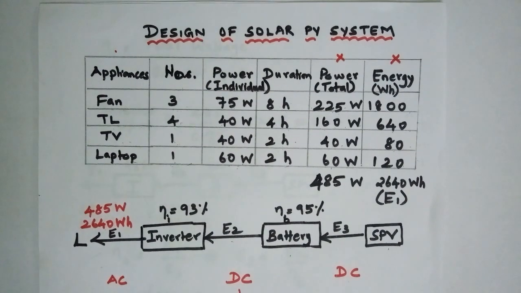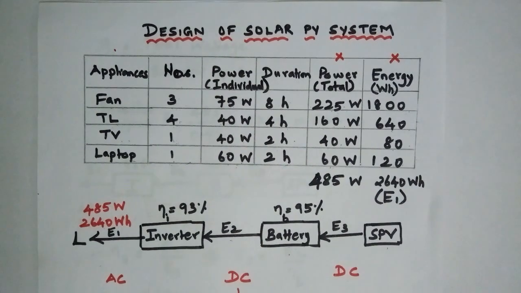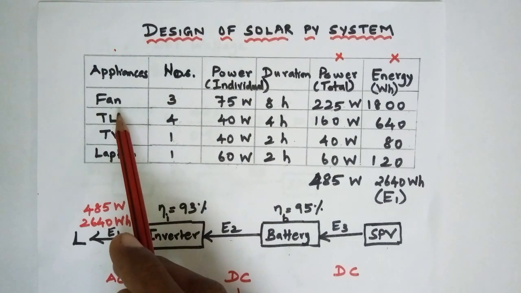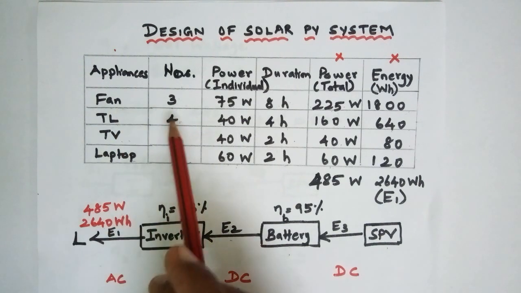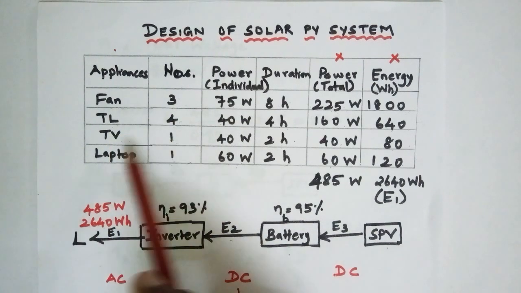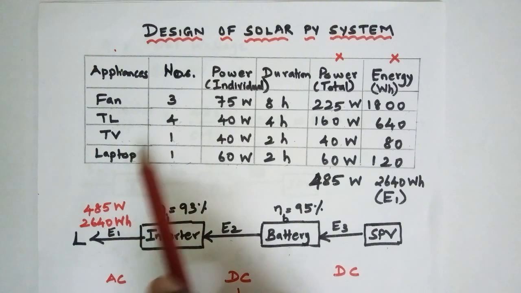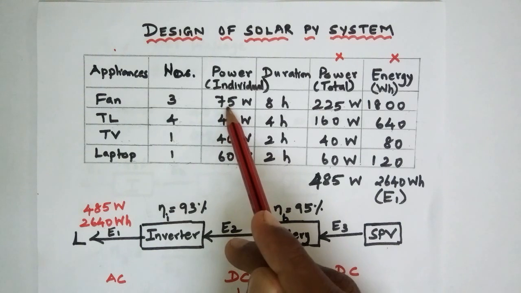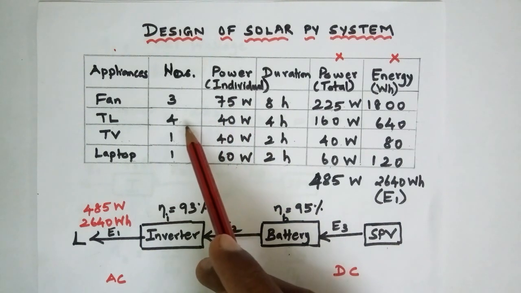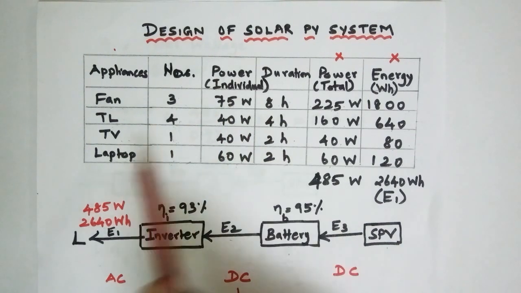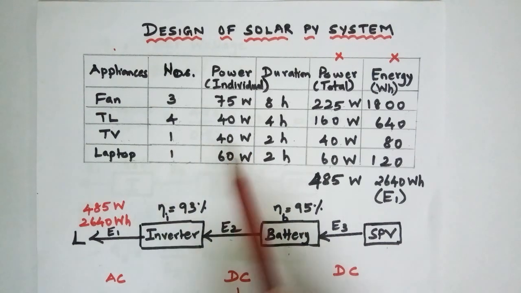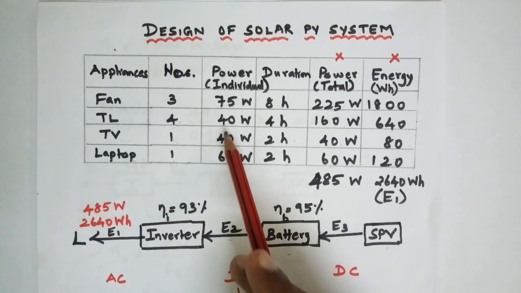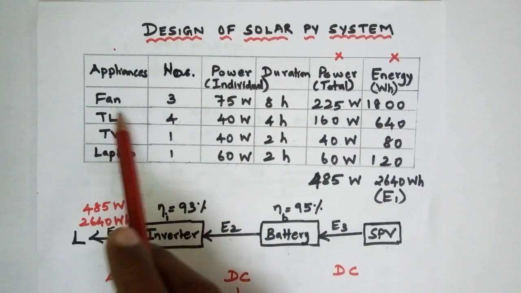This video is about the design of solar PV system for a home. The home consists of the following appliances: 3 fans, 4 tube lights, 1 television set and 1 laptop. Each fan has a capacity of 75 watts. The tube light is 40 watts, the TV is 40 watts and the laptop is 60 watts. So this is the power capacity of individual appliances.